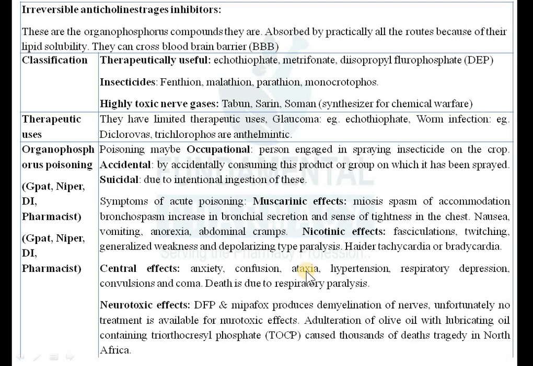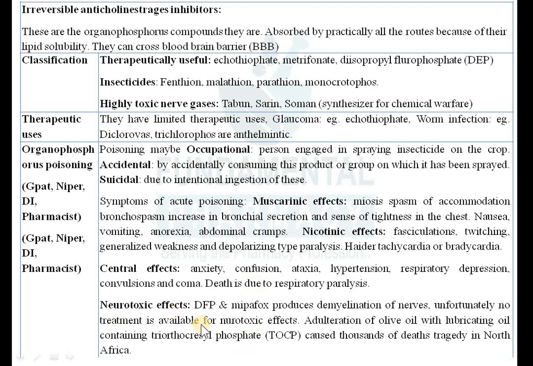So after continuous input of acetylcholine, the continuous depolarization will lead to weakness and later on paralysis of that particular muscle. Then they can produce either tachycardia or bradycardia. These will be the nicotinic effects of organophosphorus poisoning. Now, central effects: anxiety, confusion, ataxia, hypertension, respiratory depression, convulsion, coma and death. Okay, so these are the central effects.